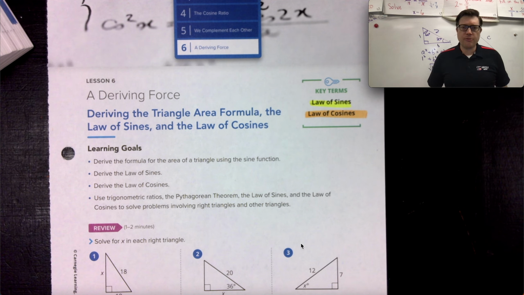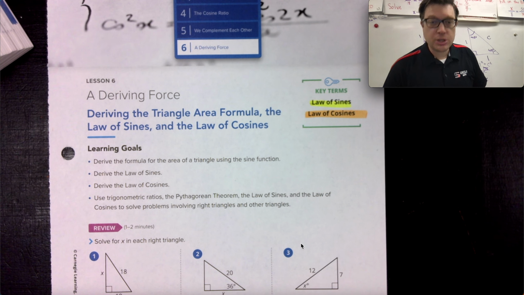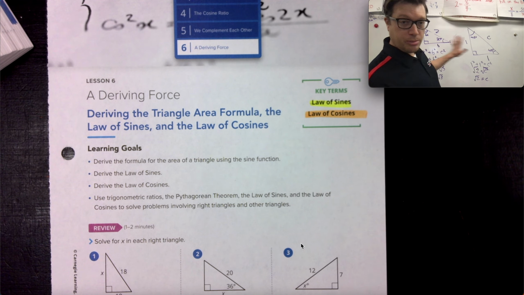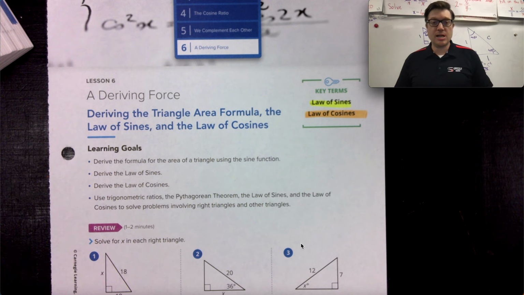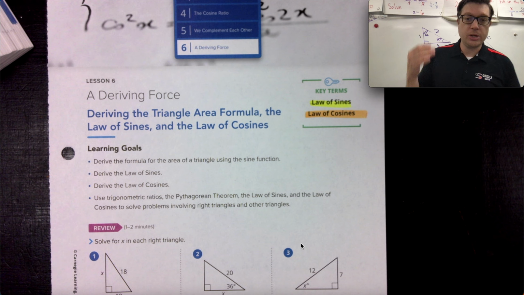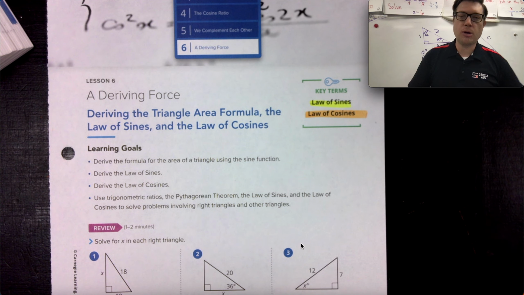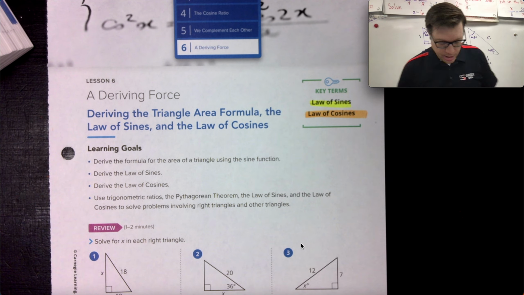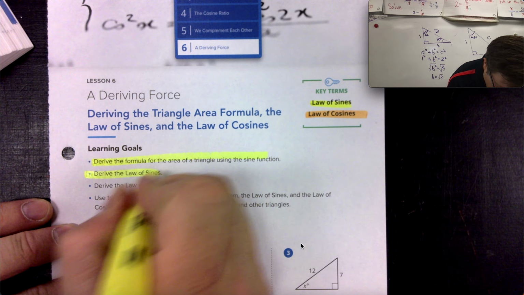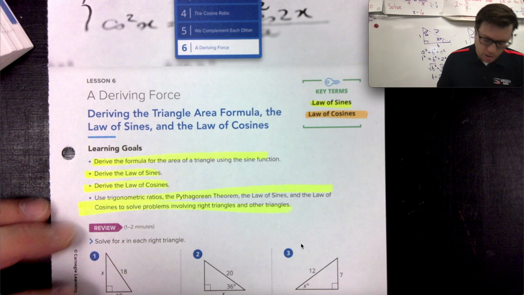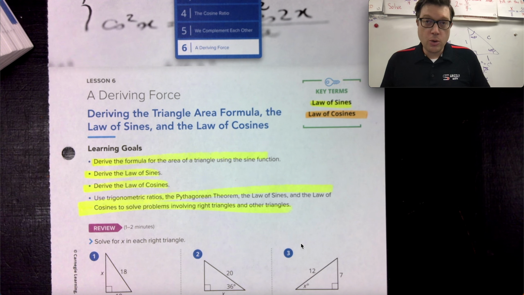We're going to derive the formula for the area of a triangle using the sine function, which should be like notes and poster. We're going to derive the law of sines. We're going to derive the law of cosines. We're going to use trig ratios, the Pythagorean theorem, the law of sines, and the law of cosines to solve problems involving right triangles and other triangles. These are the final four that you need to know.